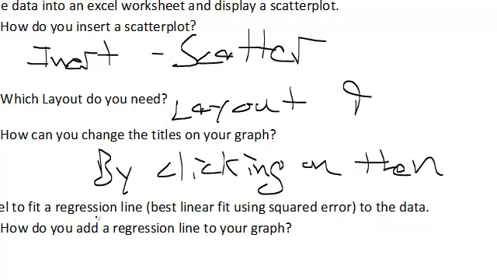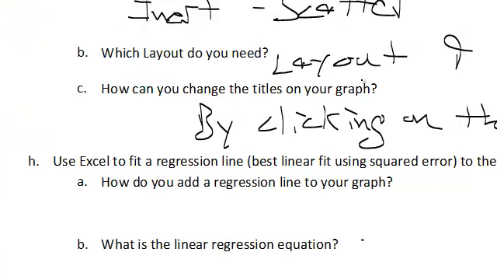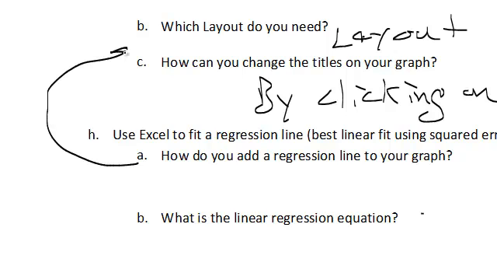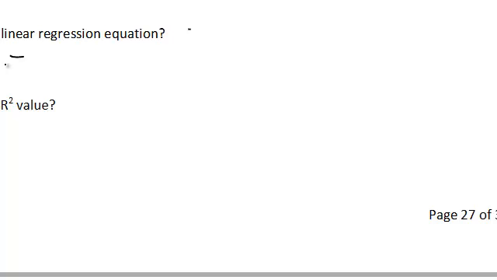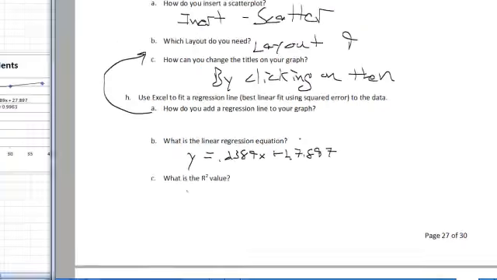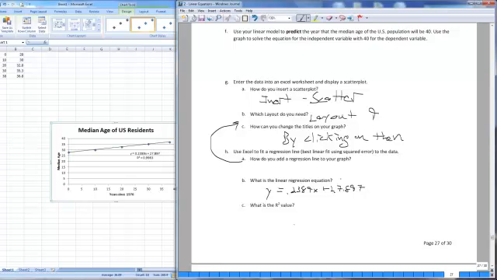Use Excel to fit a regression line, best linear fit using squared error to the data. Layout 9 creates the regression line for us. What is the linear regression equation? It's 0.2389x plus 27.897. What is the R-squared value? That's this number here, 0.9963. And I'll talk about what this means on the next slide.